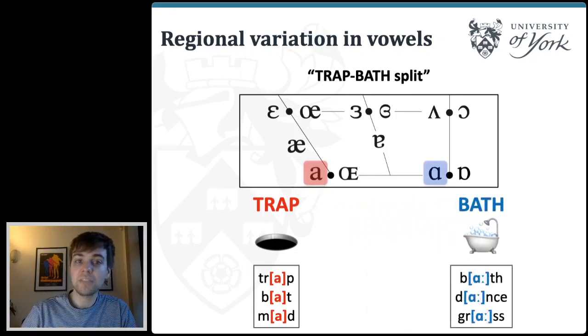So what happened was, after this change took place, the bath words began to be pronounced with a long R vowel instead. So it was still trap, bat and mad, but it was now bath, dance and grass. And what's cool is that change only took place in the south of England. So it never happened in the north of England.